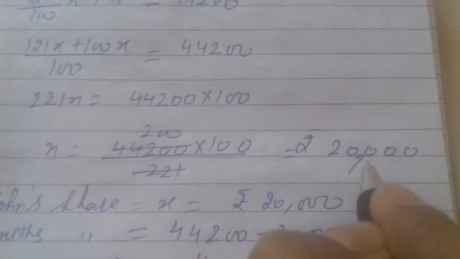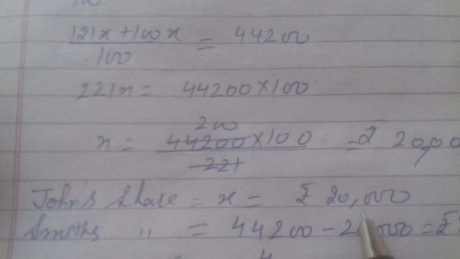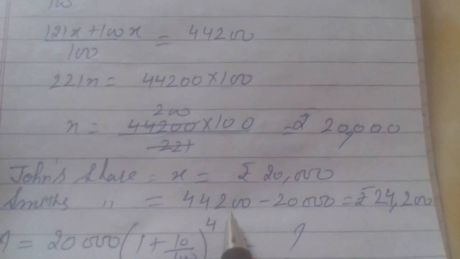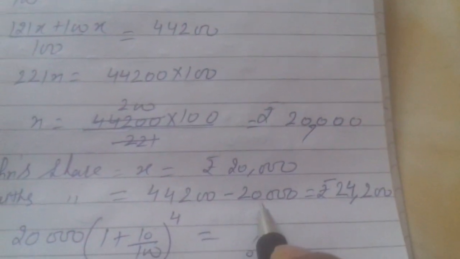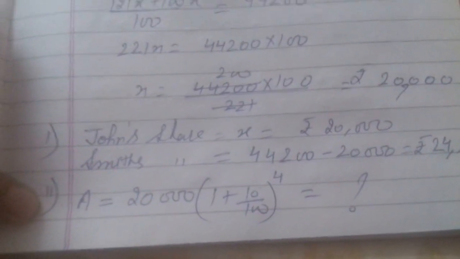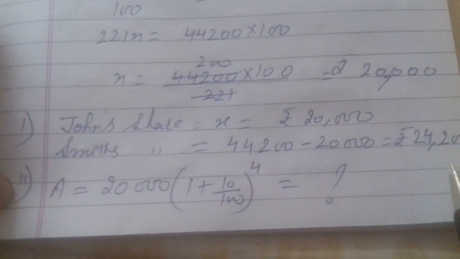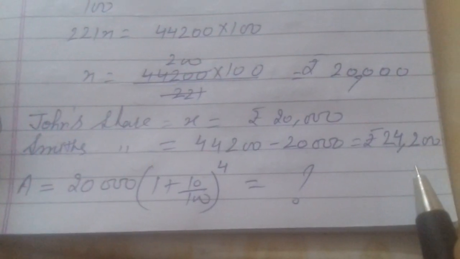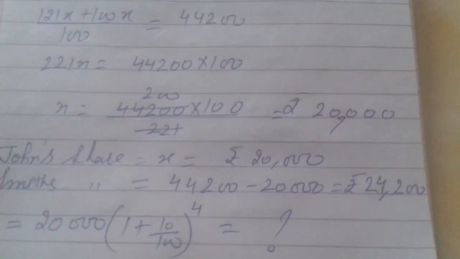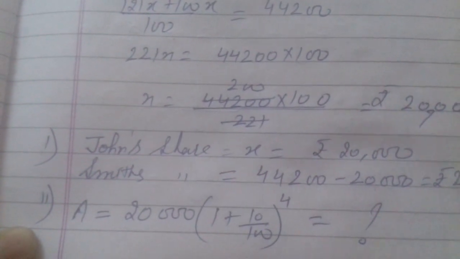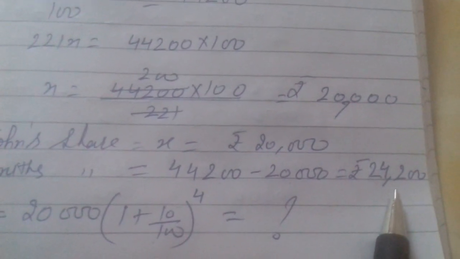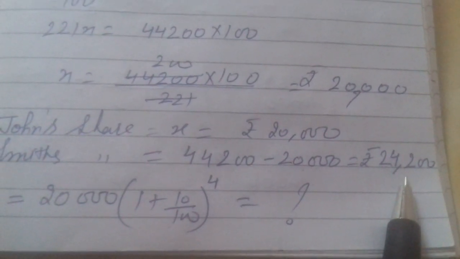X means John's share will be 20,000. John will get 20,000. And Smith, how much he will get? 44,200 minus 20,000. So that will be 24,200. And in second part, you are asked, what will each receive when 16 years old? So this is the amount obtained by John and amount received by Smith. So that already we got, that is 24,200. I hope you have understood the question and do it carefully.